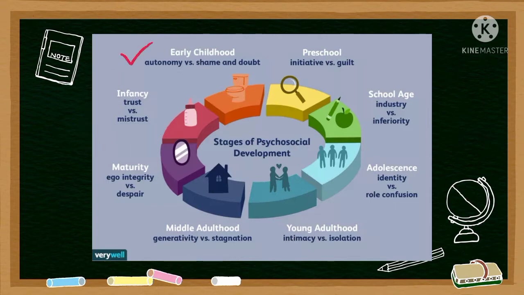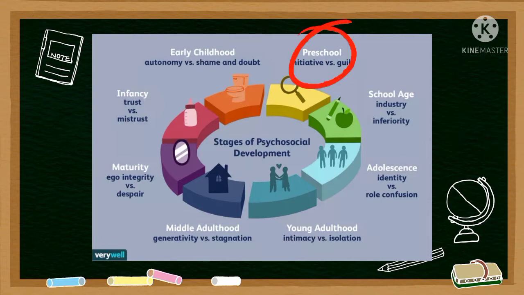The second one is autonomy versus shame and doubt. This second stage of Erikson's theory of psychosocial development takes place during early childhood and is focused on children developing a greater sense of personal control. The third one is initiative versus guilt.